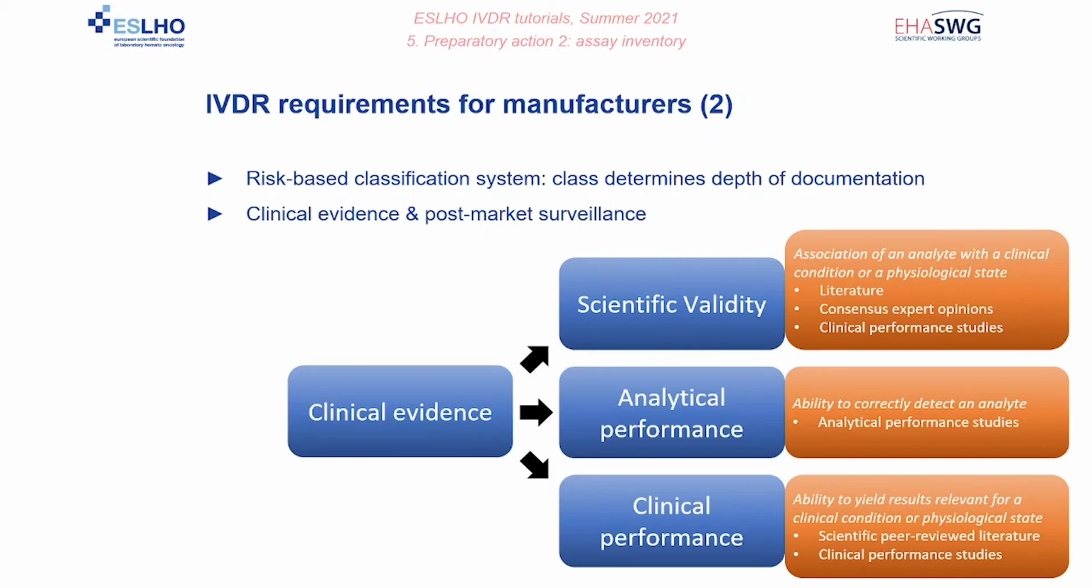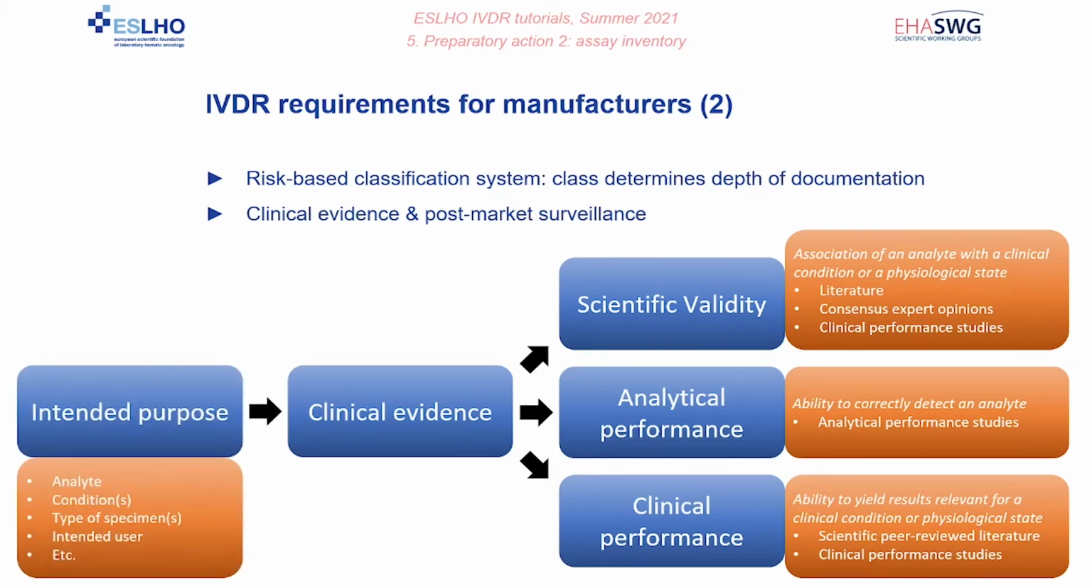So, how does a manufacturer or a laboratory know which clinical evidence needs to be presented exactly? This all depends on the intended purpose that they defined for the device. The intended purpose is a central term in the IVDR. It describes the analyte that is measured, the clinical conditions for which the IVD can be used, the age groups, the type of specimen, etc. The clinical evidence should support the full intended purpose. If this is not the case, the intended purpose should be adjusted to fit with the available evidence. In other words, the IVD can only be used for applications that are supported by evidence.